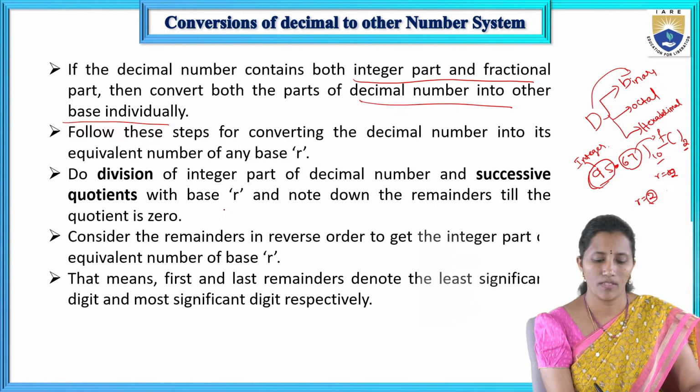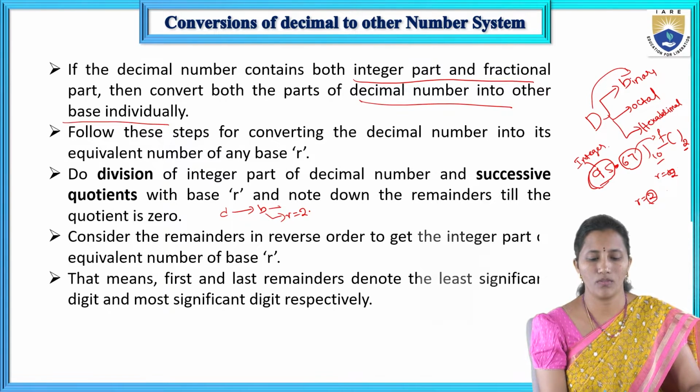Suppose I want to convert a decimal number into the binary number system. The binary system is represented by radix r equal to 2. So do division of the integer part of the decimal number and successive quotients with base r and note down the remainders till the quotient is 0. For example, I have 12 as a decimal number and I want to convert it into binary. First divide it by the radix 2: 2 6s are 12, the remainder is 0.